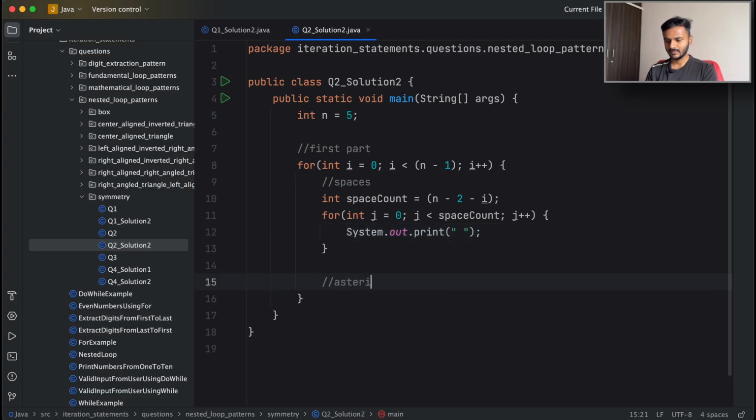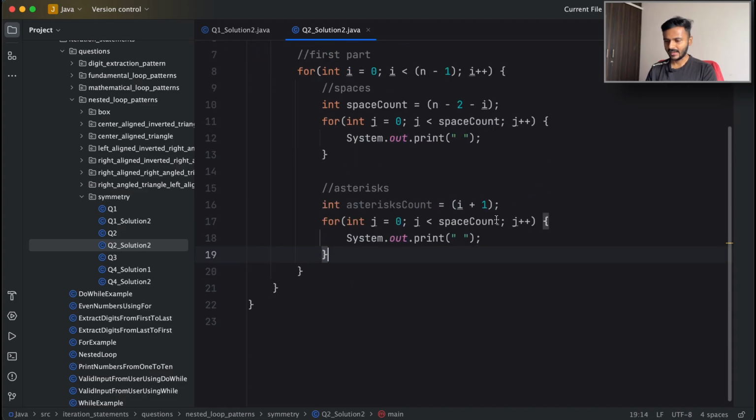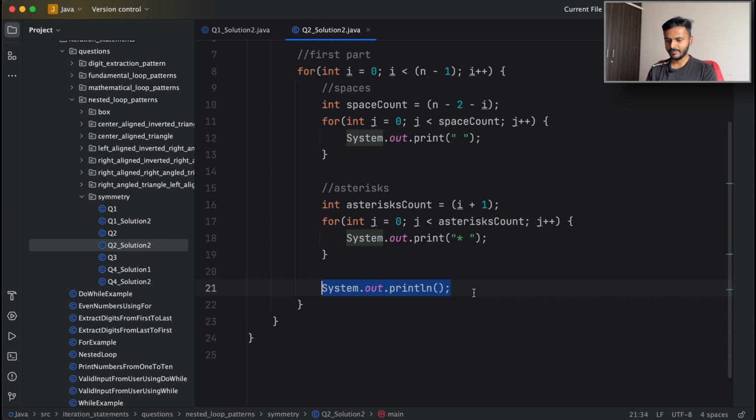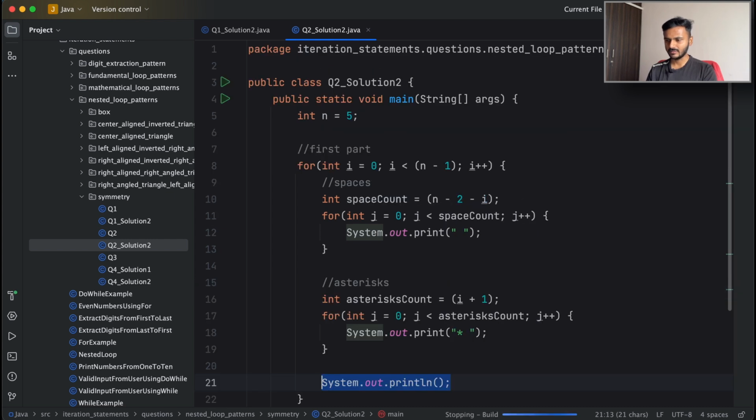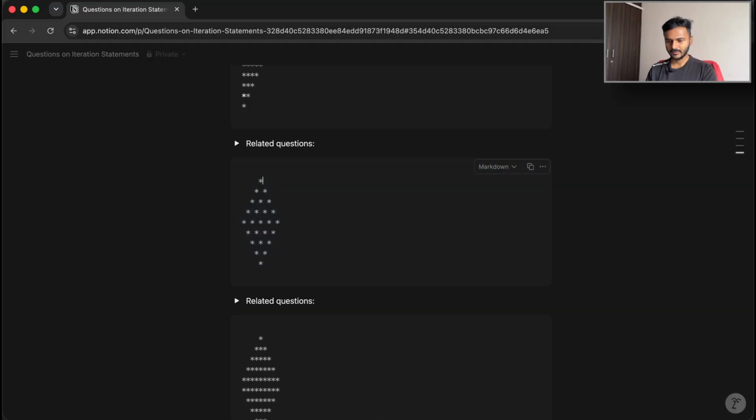Then we'll have asterisk count, which is equal to I plus 1. And let's copy this and paste it here. And we will say j is 0, j less than asterisk count, j plus plus. And over here, we are going to print an asterisk and a space. And after this is done, we'll just have a println statement, right? So if we run this code, this is what we get, which is the first part of this pattern, right?